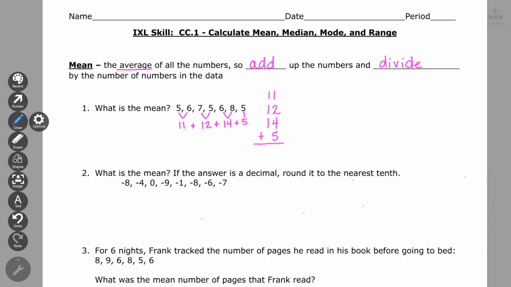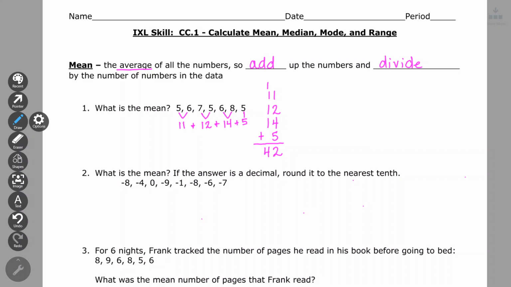Now remember, when you write them out, you've got to look at the columns and add the columns together. So let's start with the right-hand column. 1 plus 2 is 3. 3 plus 4 is 7. 7 plus 5 is 12. Put down the 2, carry the 1. 1 plus 1 is 2, plus 1 is 3, plus 1 is 4. So I get 42 when I add all the numbers in the data set together.